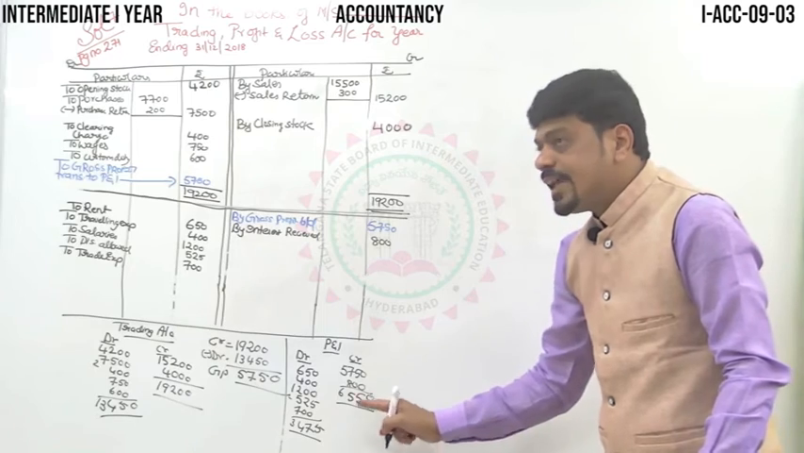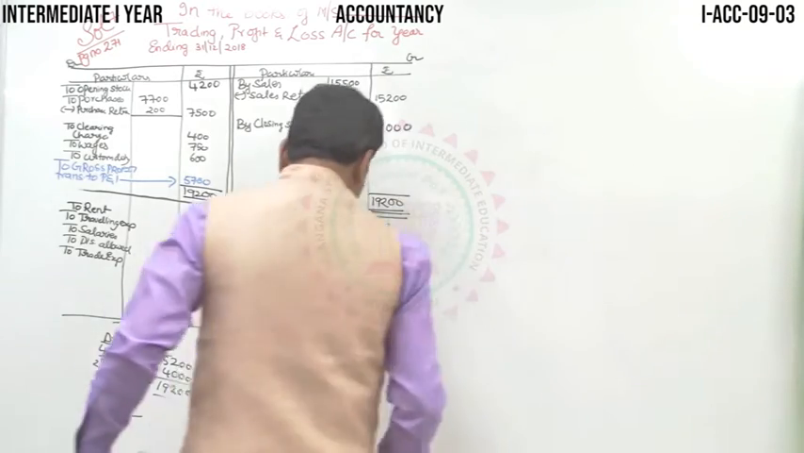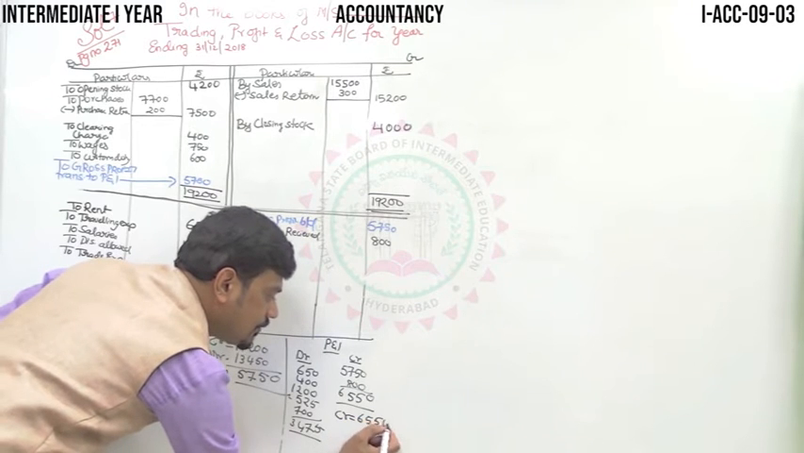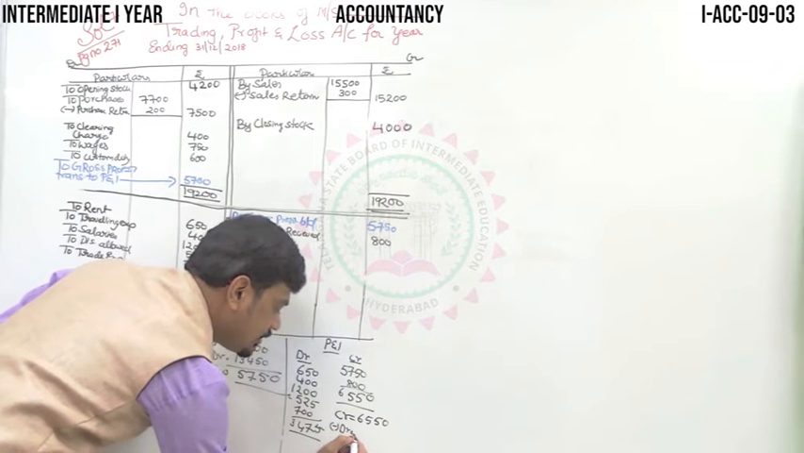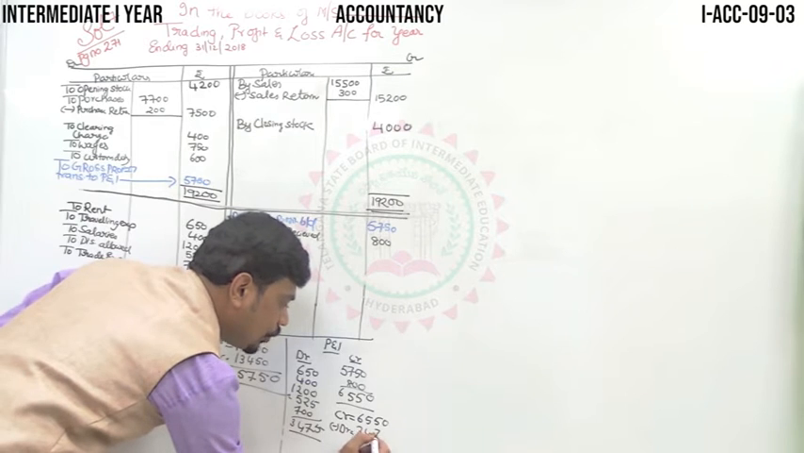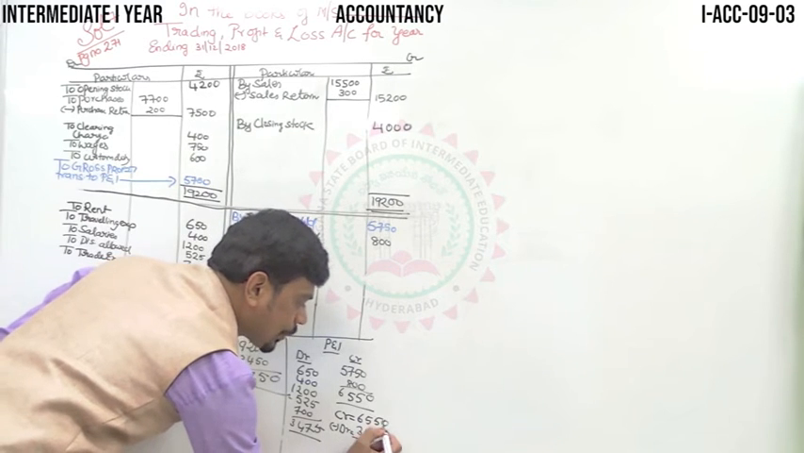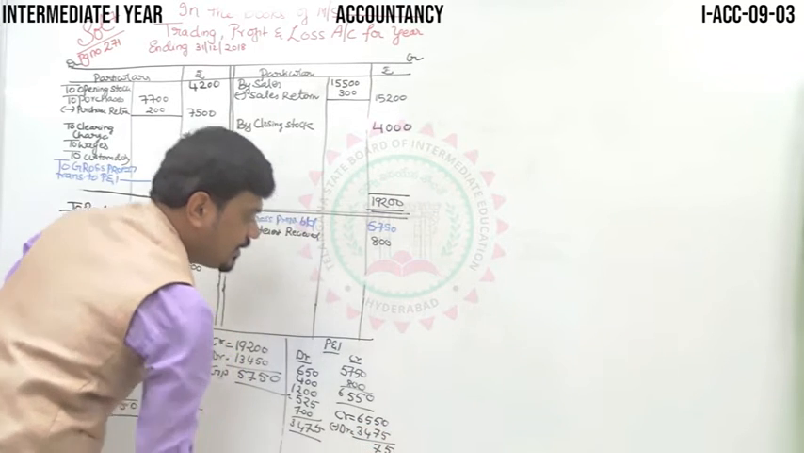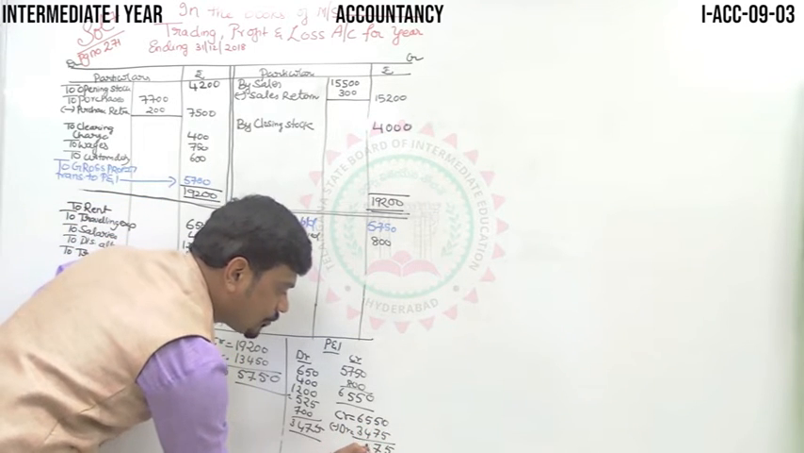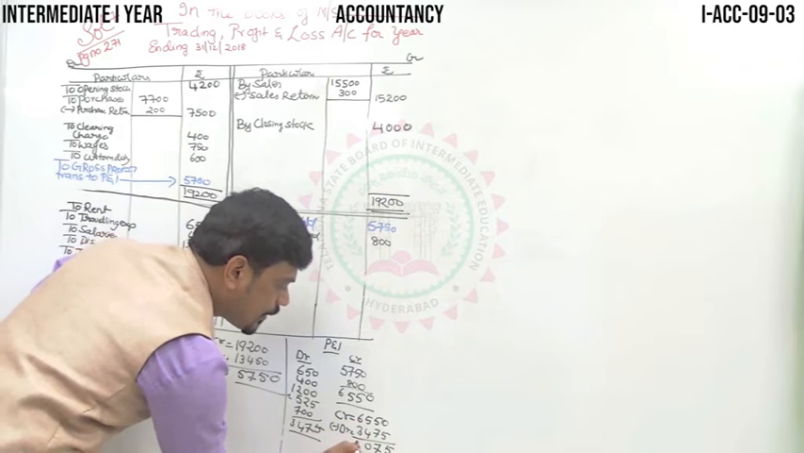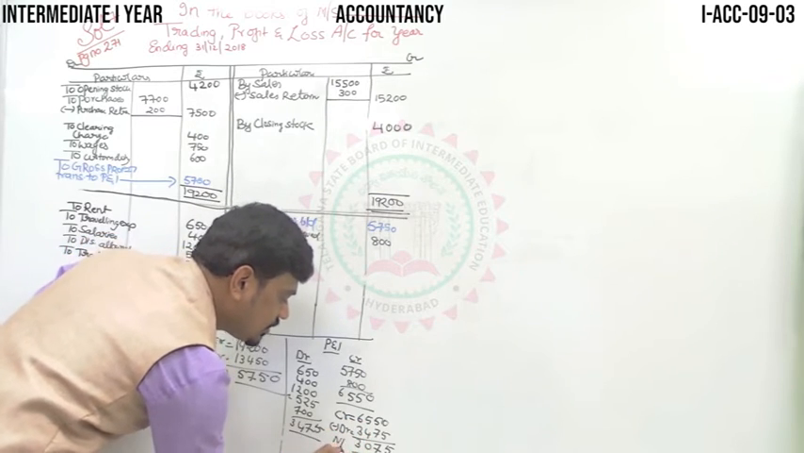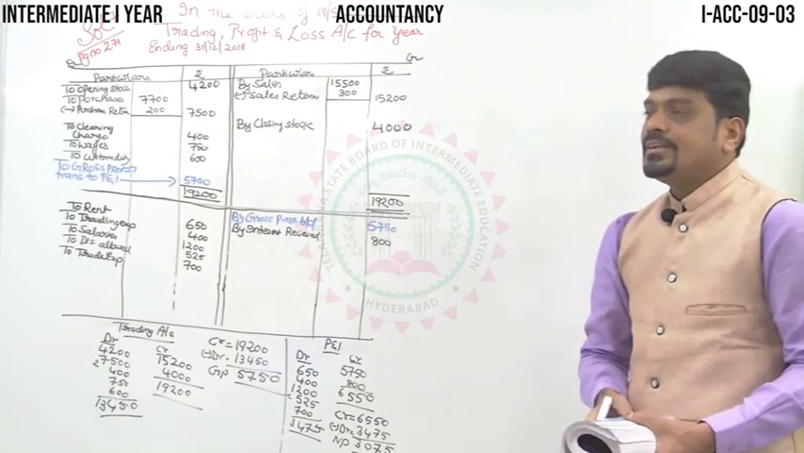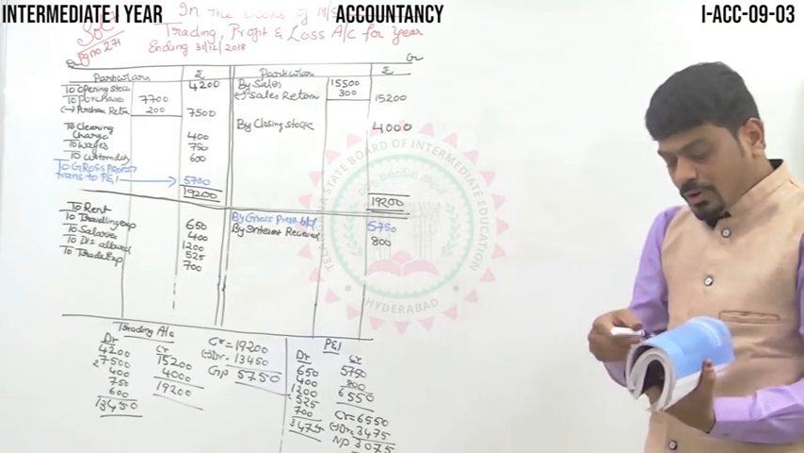Again, debit is less, credit is more. So credit 6,550 minus debit 3,475. This is net profit. 3,075. It's not 2,975. So net profit is 3,075.